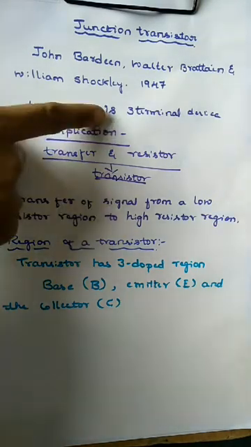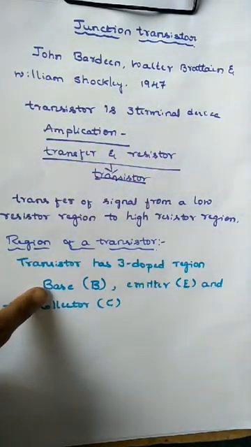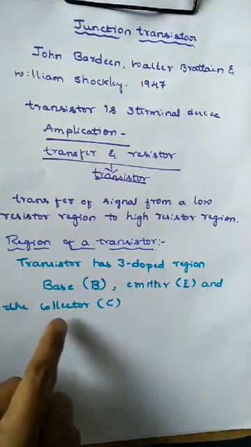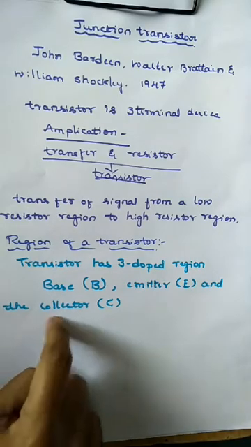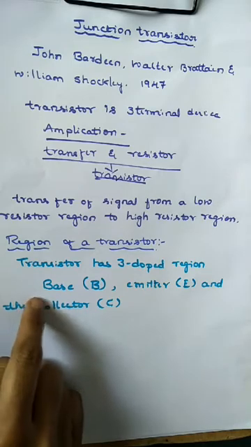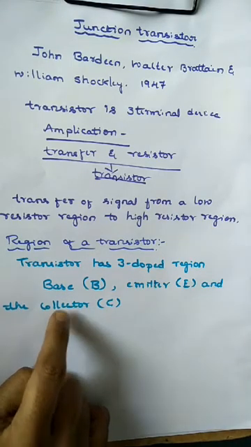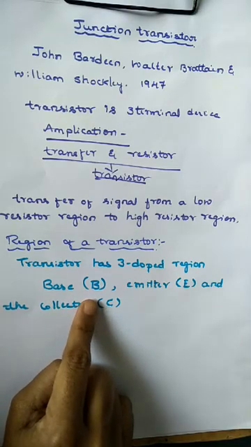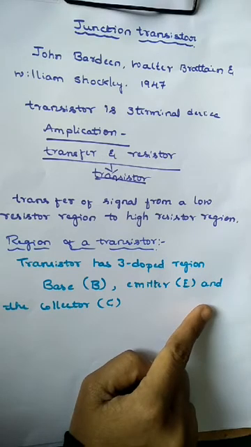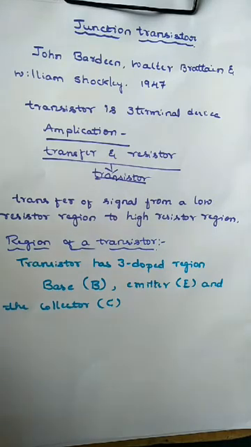The transistor is a three-terminal device. The three terminals are base, emitter and collector. The base is denoted by capital B, the emitter is denoted by capital E, and the collector is denoted by capital C.